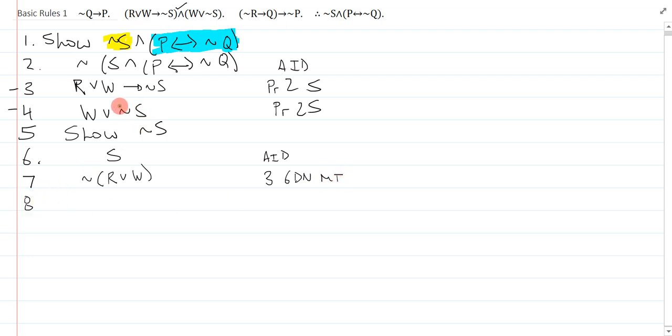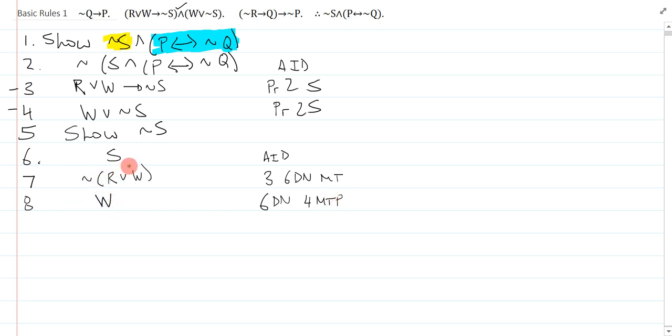And I should also realize that I can combine S with line 4 because I can MTP this disjunction, which requires me to have the negation of one side. Now the negation of not S is actually not S, so again I just have to be careful. I'll take 6, I double negate it, and then on 4 I modus tollendo ponens, which gives me W.